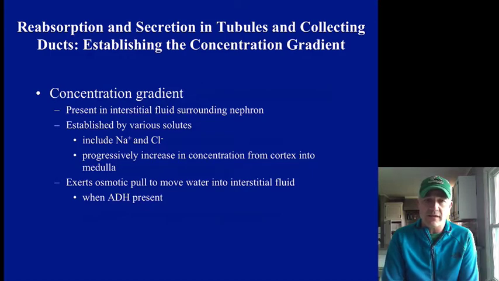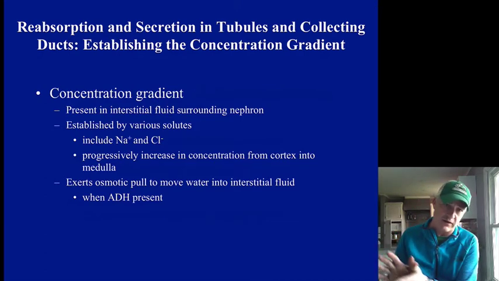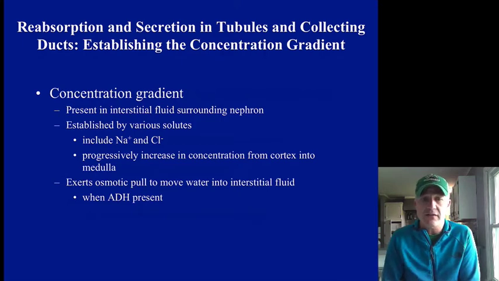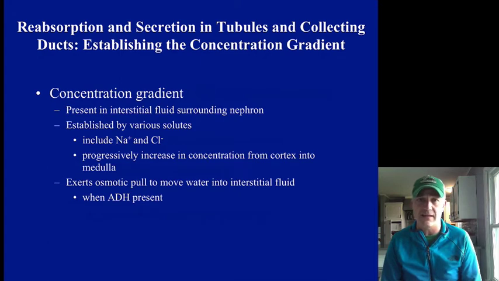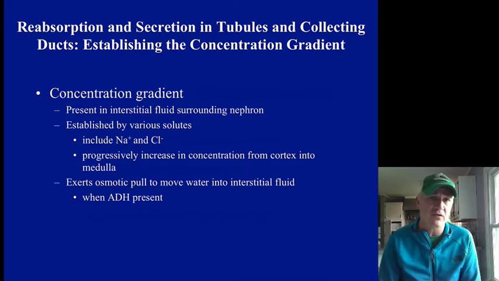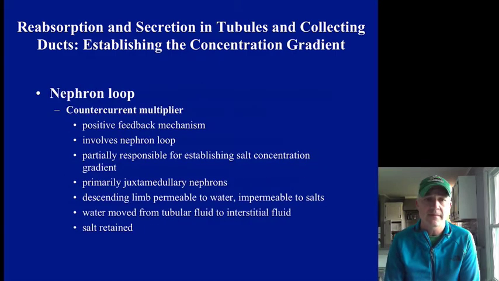So with the kidneys, like I was saying before, we do have this interstitial fluid gradient where the outer part of the kidney is less salty, and as you get more to the interior, it becomes progressively more and more salty. We're going to see we can use this in both the nephron loop as well as the collecting ducts to move and pull more water out. The collecting ducts, it's going to be when ADH is present, but we can also do this a little bit in the nephron loop, especially in those juxtaglomerular nephrons that go way down in.